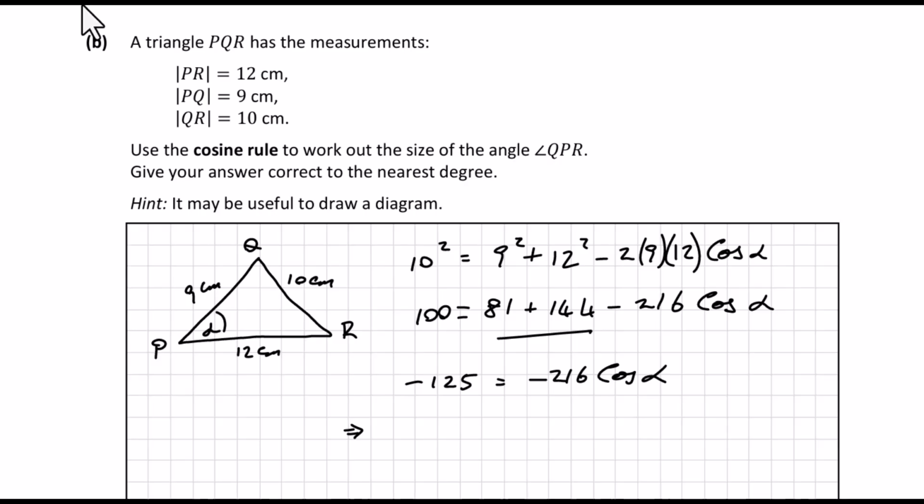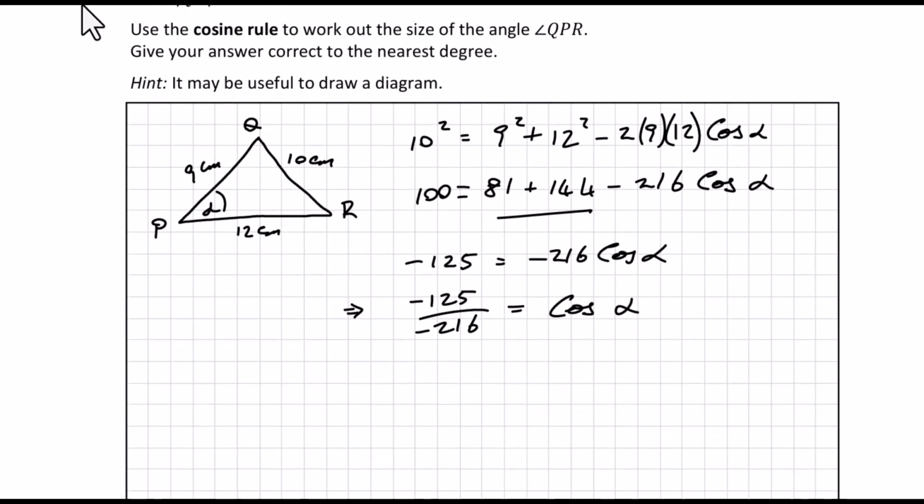So what we're going to do now is that minus 216 is multiplied by the cos alpha, so divide by minus 216. So it's really minus 125 divided by minus 216 is equal to cos of our alpha. Minus divided by minus is plus, so this is just 125 over 216. To work out what alpha is, you would get cos inverse 125 over 216.